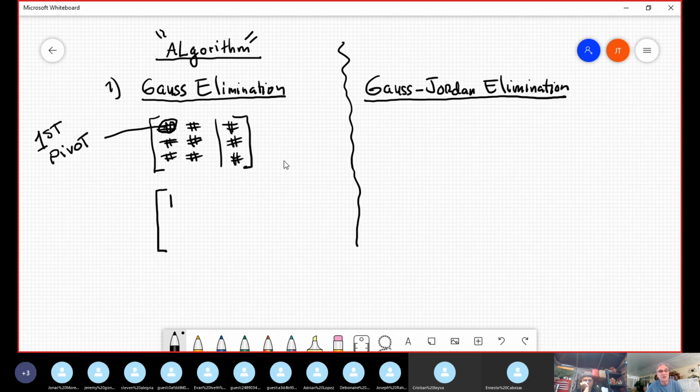Suppose it's not 1, it's 10. Well, you divide the entire row 1 by 10, and you convert it to 1. This is one possibility. Another possibility is, if for example equation 3 has a 1 here, you interchange. It's not strictly mandatory, but it's important to create a pivot that is 1.